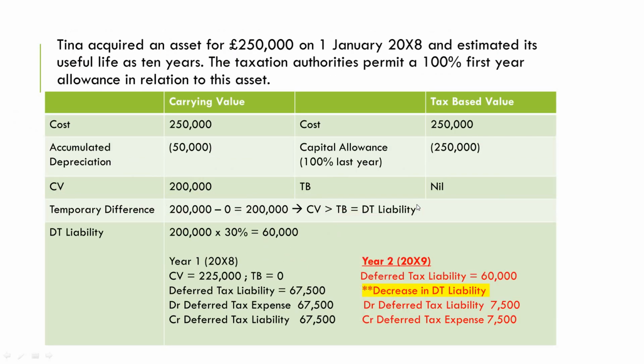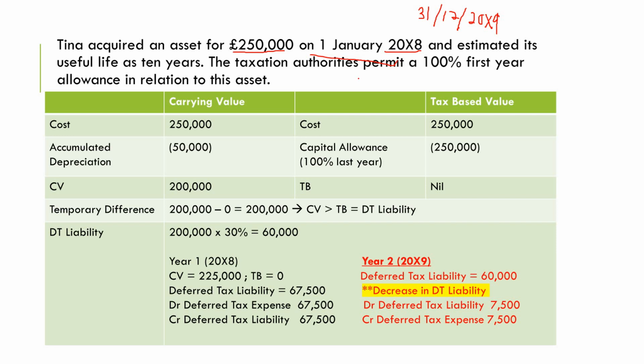Alright, for the last part here, we acquired an asset for 250,000 on the 1st January 2008. Okay, do not get confused. Now, we are preparing the financial statement for 31st December 2009. Okay, we are preparing for 2009. Meaning that this is the second year, and you have to find how much is the deferred tax liability or asset that you have to recognize.